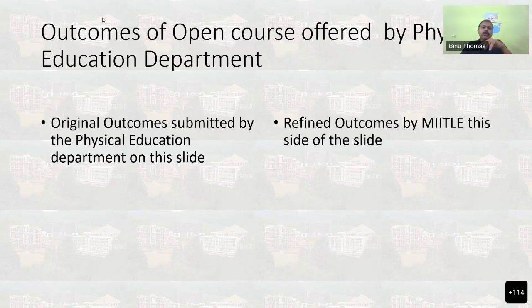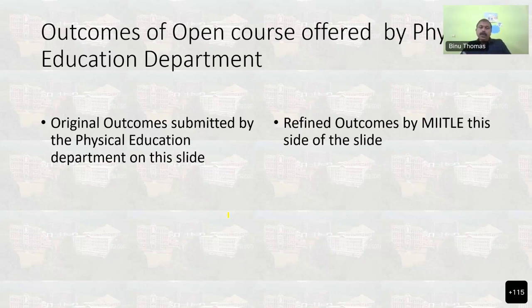which show how we have refined this, and how it can be made observable. And of course, I will be showing you 1 or 2 computer science outcomes also. So I have taken a generic example because a few participants are there from other streams also. So this is the situation: our physical education department is offering a course on physical well-being, and they have submitted few outcomes.